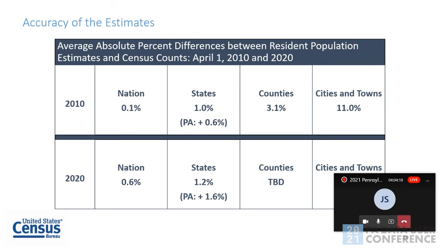We'll learn more later in late summer, early fall, when the public law file comes out with the redistricting counts, the data for counties and cities and towns.